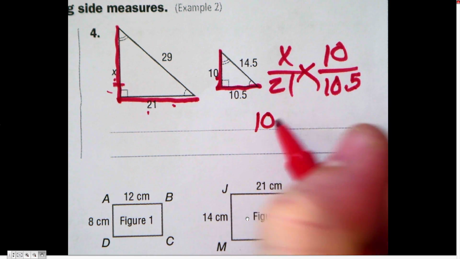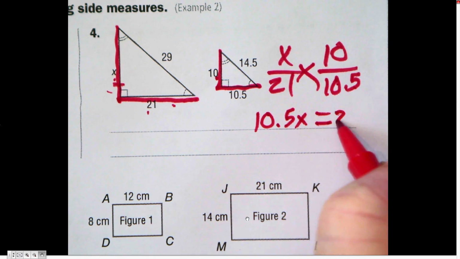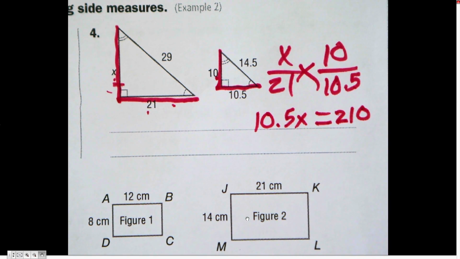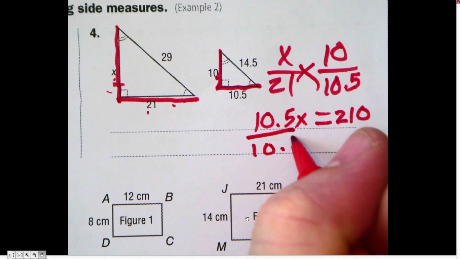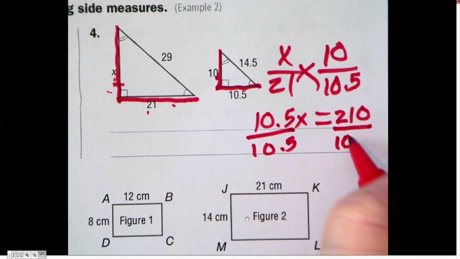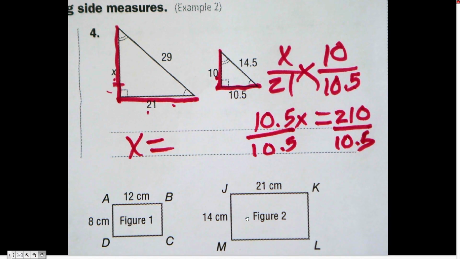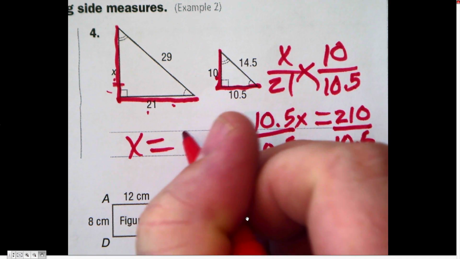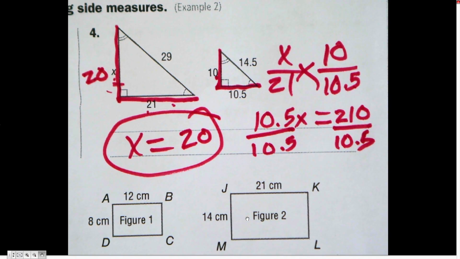Now let's cross multiply. We get 10.5x equals 210. Okay, so now let's go through and divide by 10.5, and that will tell us what x equals. So if we take 210 divided by 10.5, our answer is 20. So the length here is 20 units long.